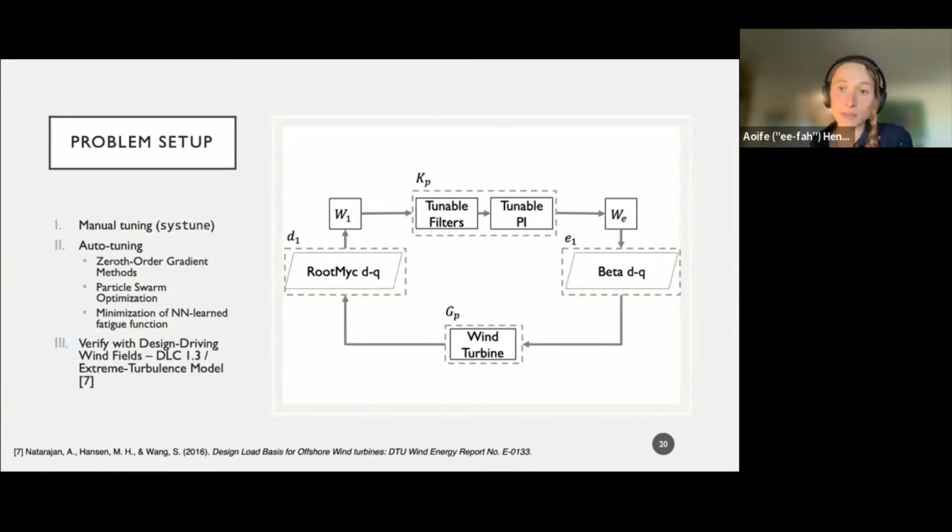Once we have gathered our learnings from this manual tuning process, we then hope to develop an auto-tuning procedure using probably one of these methods, where the 0th order gradient method would be more applicable to online tuning, and particle swarm optimization or minimization of a neural net learned fatigue function would be more applicable to offline applications. Finally, we would like to then verify these tuned controllers using design driving wind fields, namely DLC 1.3, which is an extreme turbulence model.